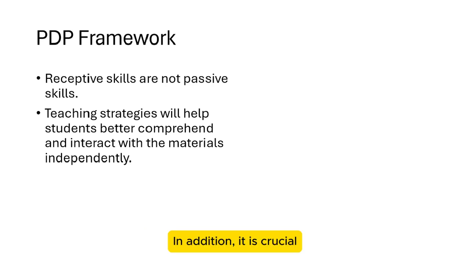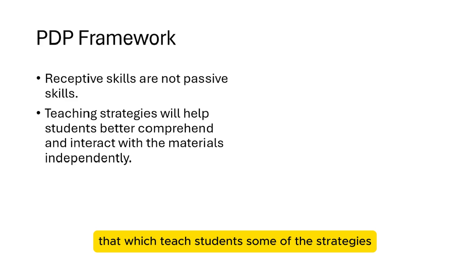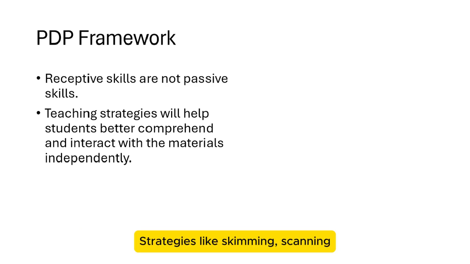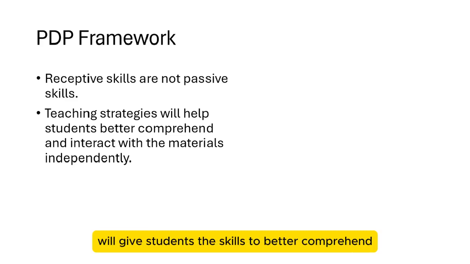In addition, it's crucial that we teach students some of the strategies, tools that help them think about the language as they use it. Strategies like skimming, scanning, making predictions, and listening for the gist or details allow students to approach reading and listening more effectively. And ultimately, these strategies will give students the skills to better comprehend or interact with the materials independently.